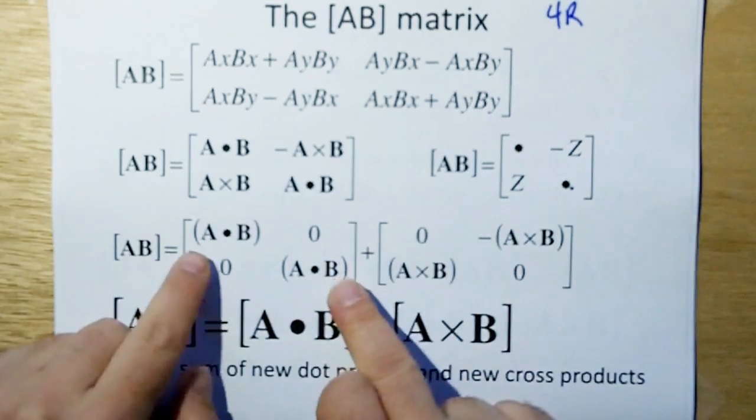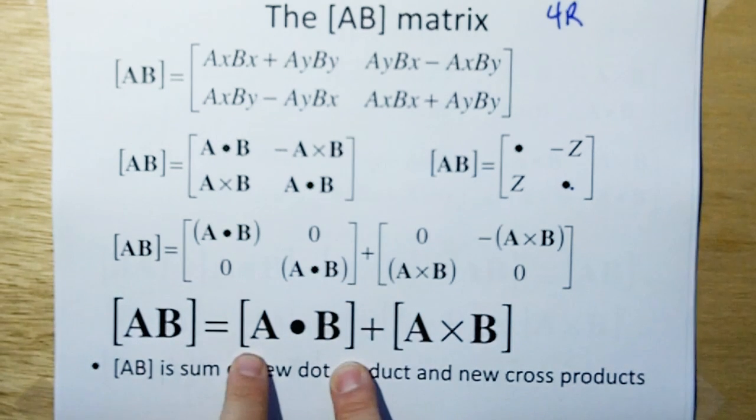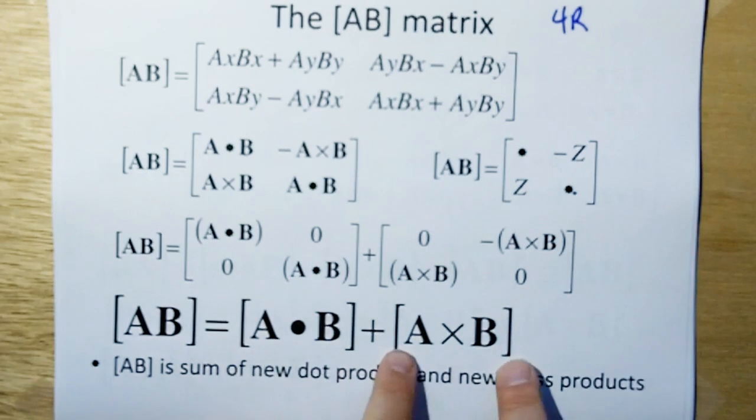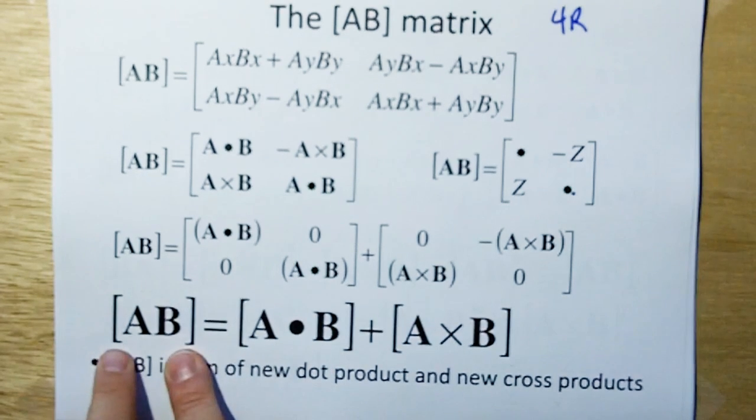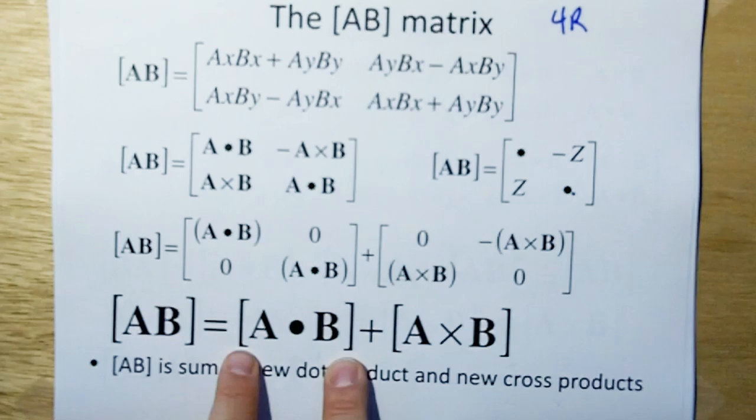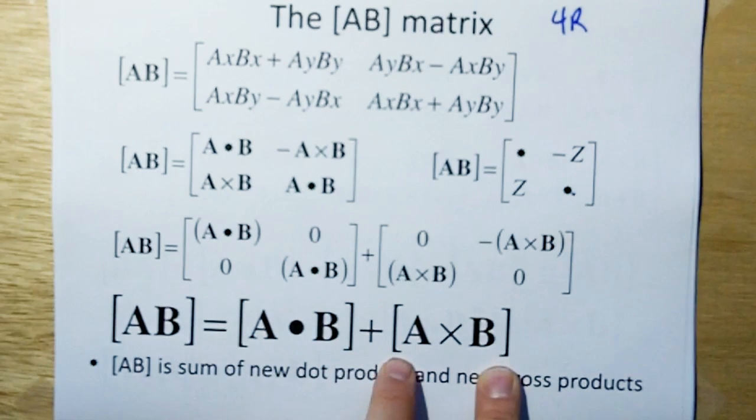And then we call this the new dot product, which we're going to represent as A dot B in brackets to show that that's a matrix now, and A cross B in brackets to show that that's a matrix as well. So this is the new vector multiply AB, which results in a matrix, is the new dot product, which is a scalar matrix, and the new cross product, which I believe is called a skew symmetric matrix.